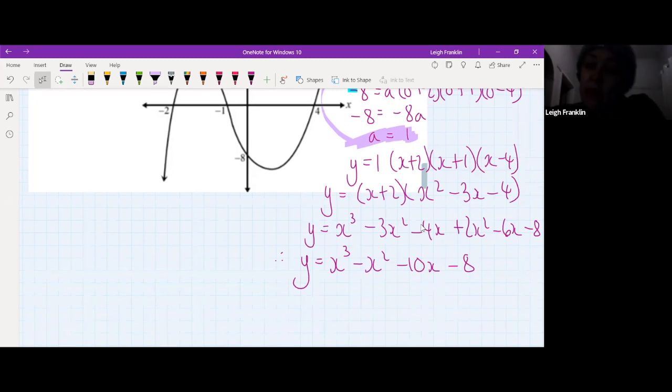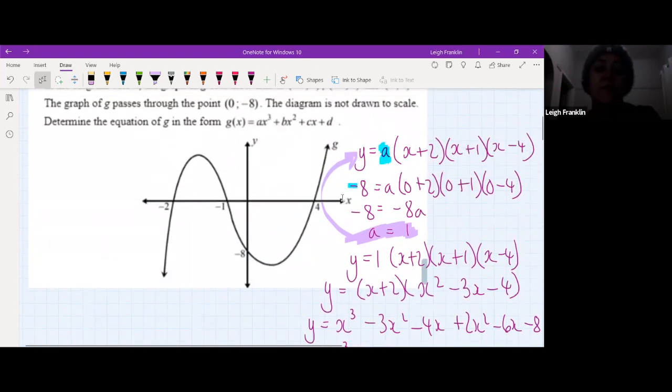So if they asked us, we would say that the value of A is 1, the value of B is minus 1, the value of C is minus 10, and the value of D is negative 8. Okay, so that would be one way to do it if you had 3 distinct roots. But cubic functions don't always have 3 distinct roots, do they?